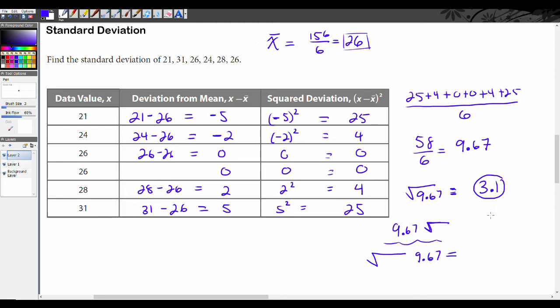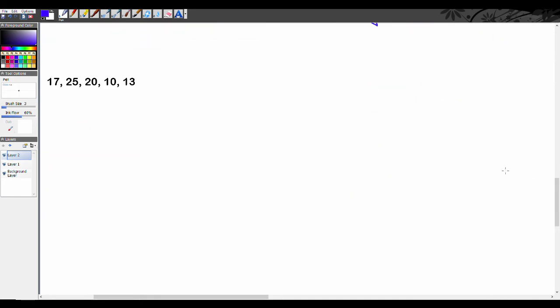All right, let's do one more example, this time without a table. We'll have to make the table ourselves. No big deal, right? Our set of data here is 17, 25, 20, 10, and 13. The first thing we want to do is find the mean. So we add these numbers together: 17 plus 25 plus 20 plus 10 plus 13 is 85. There are 5 numbers, so we divide by 5, and 85 divided by 5 is 17. So our mean is 17.